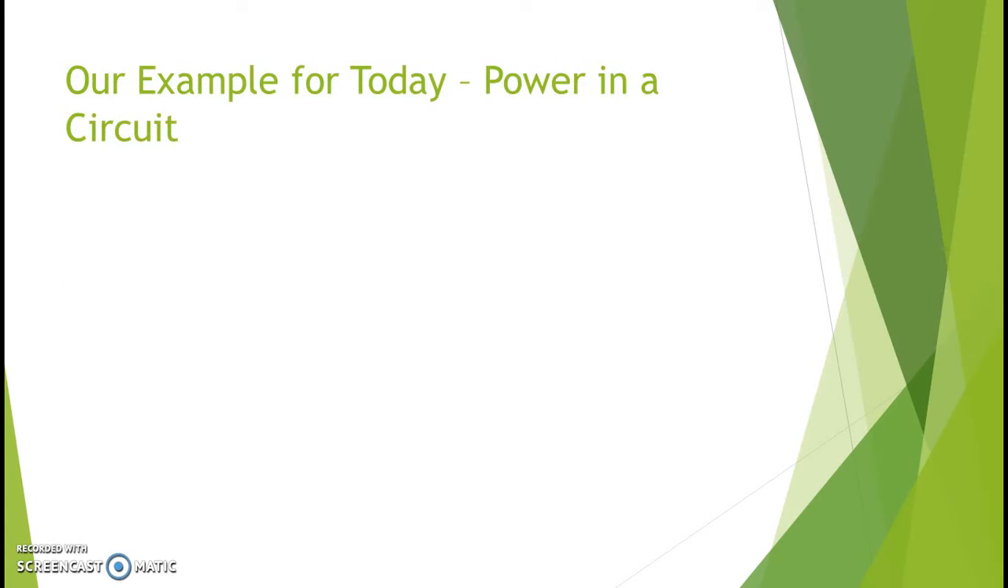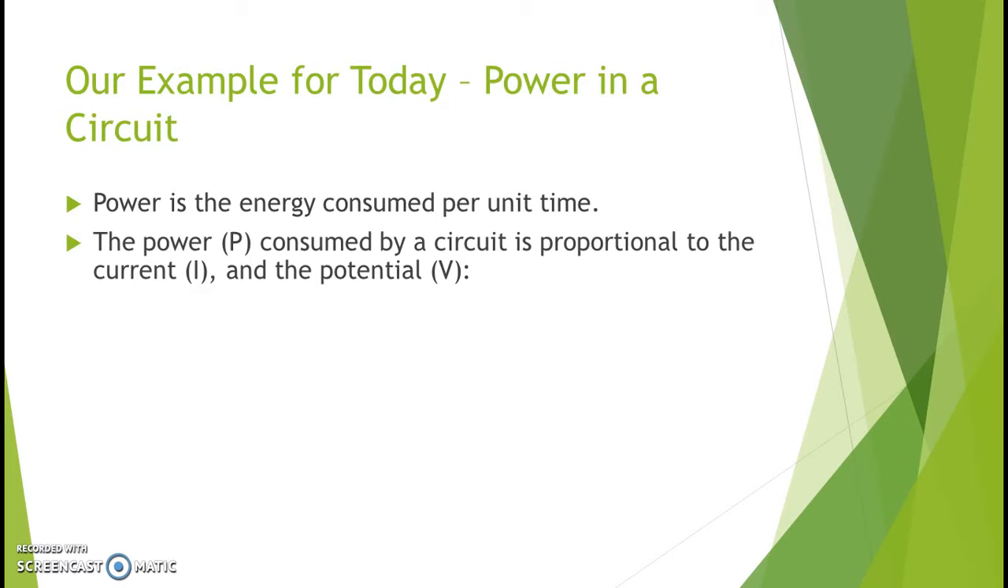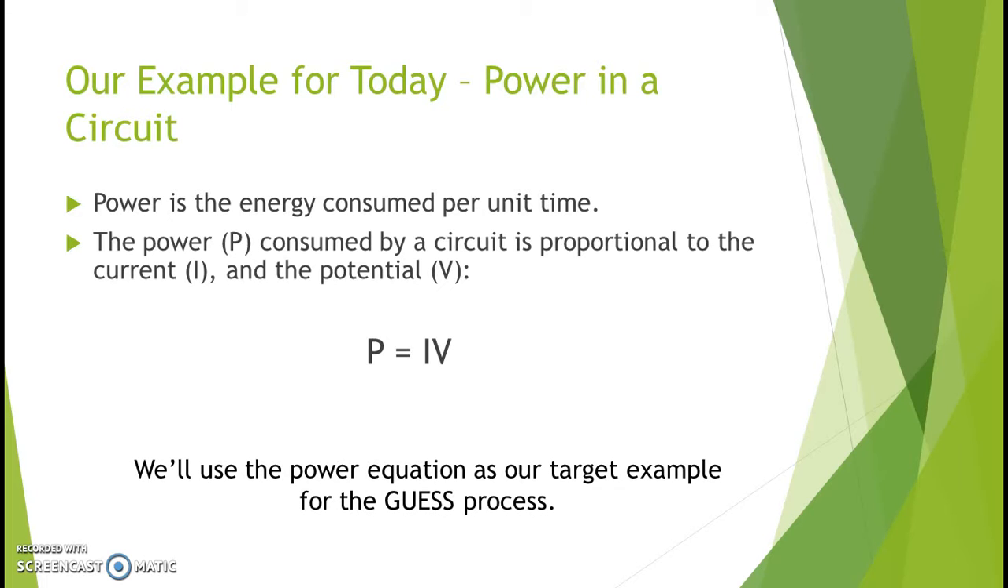So we need to talk about some kind of math, so we're going to use power in a circuit as an illustration. As a review, power is the energy consumed per unit time. And power in a circuit is pretty easy to calculate. It's proportional to the current and to the potential applied. So P equals IV. We're going to use the power equation as our target example for the process we're going to talk about today.